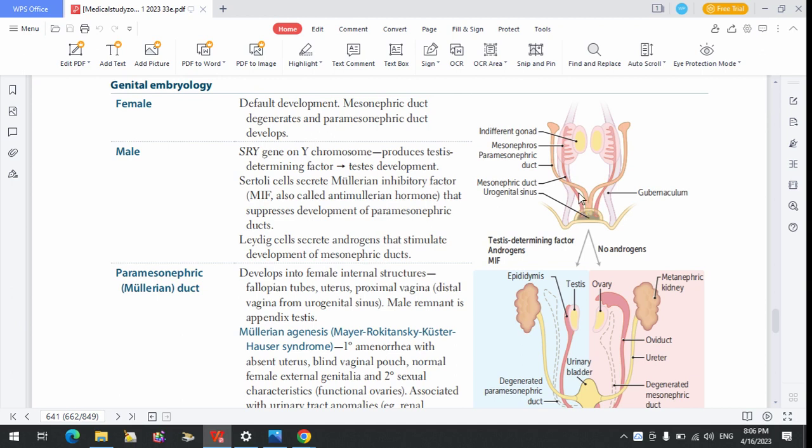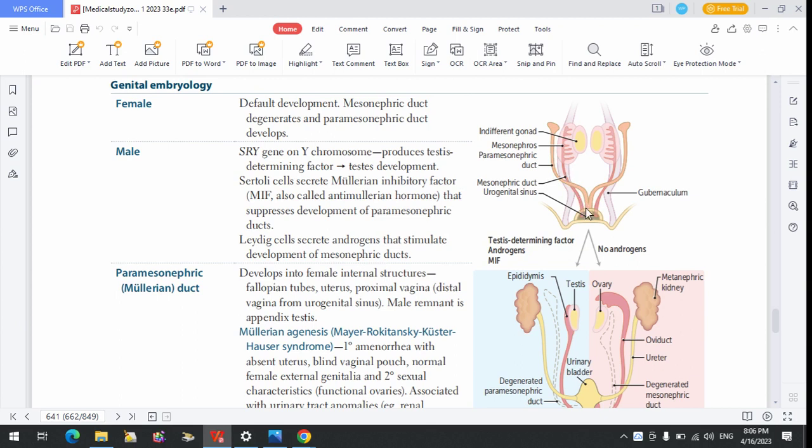Now, you guys already know where the mesonephric duct is coming from. It's the duct of the mesonephros, which is part of what forms the interim kidney in the embryo. You guys remember that from our knowledge of the kidneys, the renal system. So the Mullerian inhibitory factor will cause the Mullerian duct to degenerate, and it will allow the mesonephric duct to persist.